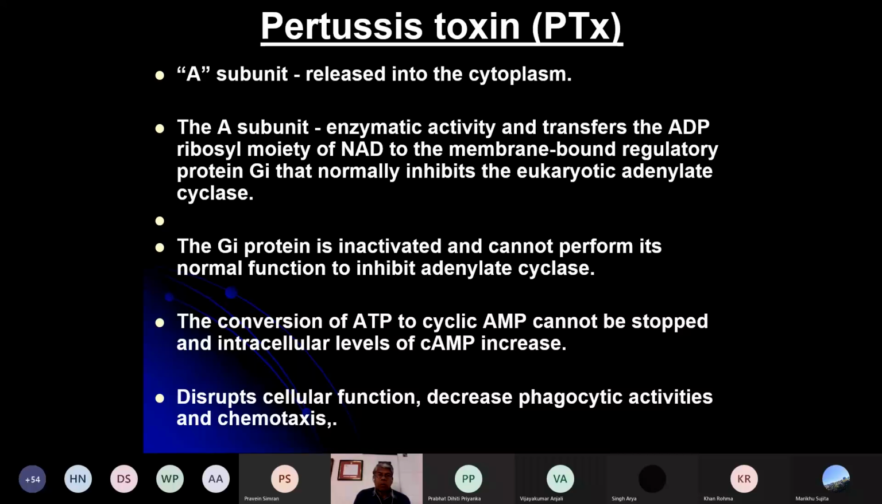As we explained, it attacks the NAD, and mainly the regulatory protein Gi. I think biochemists must have taught you about the activity of the regulatory protein Gi that inhibits the eukaryotic adenylyl cyclase. And this inhibition is what leads to accumulation of cAMP, and this accumulated cAMP is the one which leads to all these changes in the function of the cell, affecting phagocytosis as well as chemotaxis.